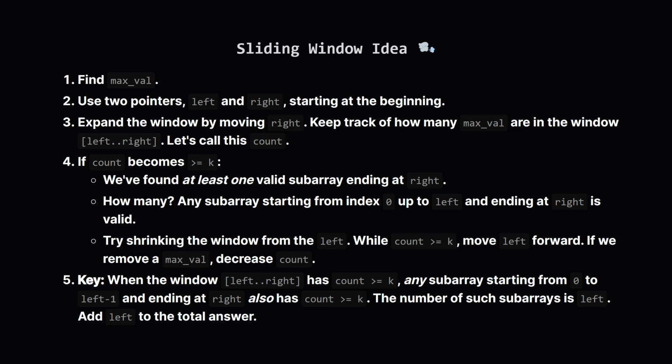Wait, we need to be careful. If we have too many max_vals, we should try to shrink the window from the left to find the smallest window ending at right that still satisfies the condition. Okay, let's refine. Move right. Update count if nums[right] equals max_val. Then, while count is greater than or equal to k, try shrinking from the left. If nums[left] is max_val, decrement count, and always increment left inside this shrinking loop. After this shrinking loop finishes, meaning count is now less than k, the value of left tells us how many valid starting positions existed for subarrays ending at right. So we add left to our total answer after the shrinking loop.